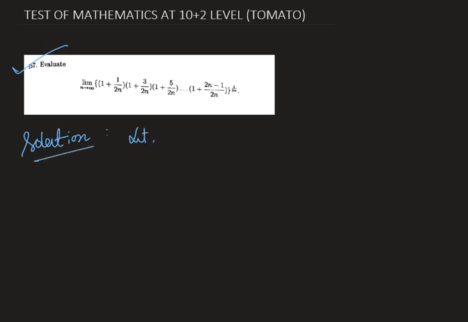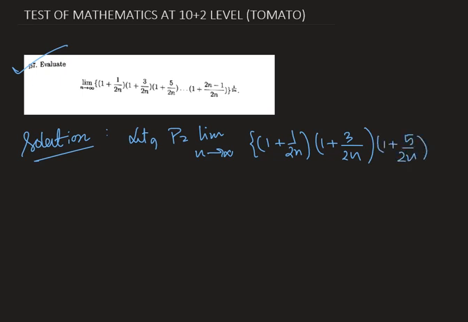Now first of all we assume that P is equal to the limit as n tends to infinity of (1 + 1/2n) multiplied by (1 + 3/2n) multiplied by (1 + 5/2n) and lastly (1 + (2n-1)/2n), whole to the power 1/2n.